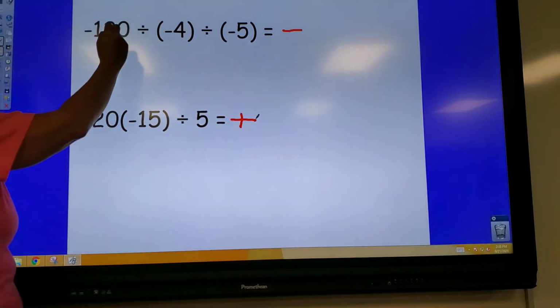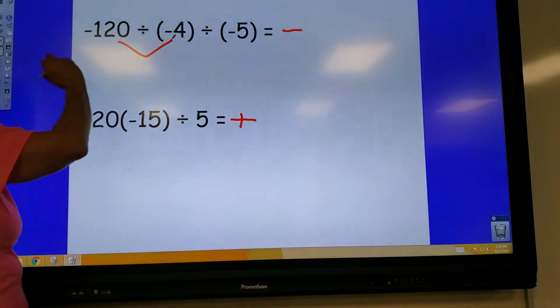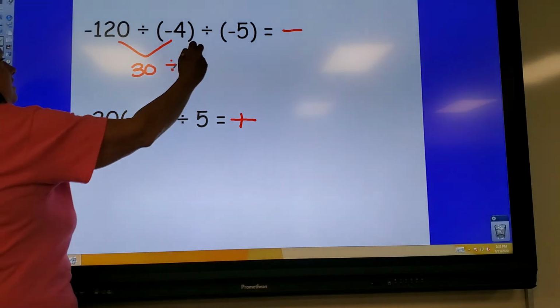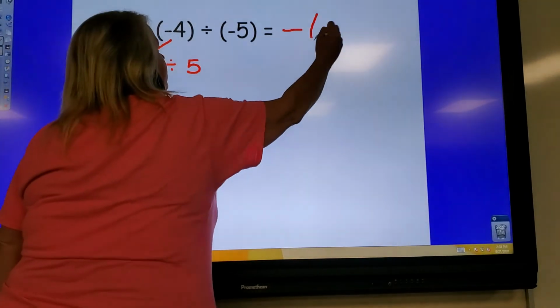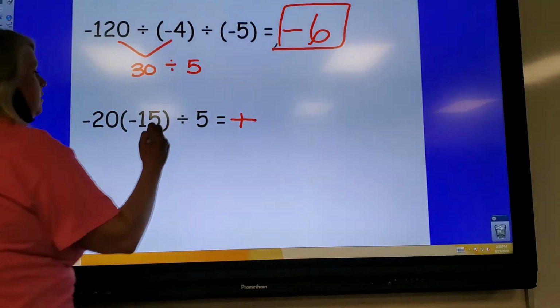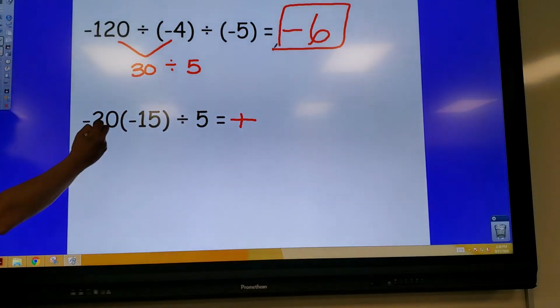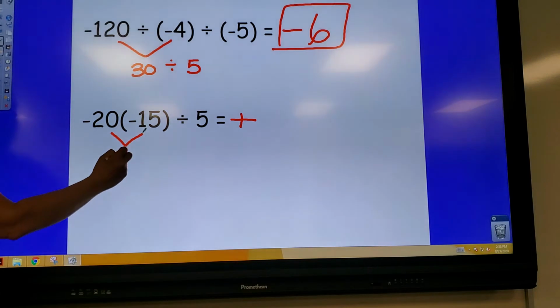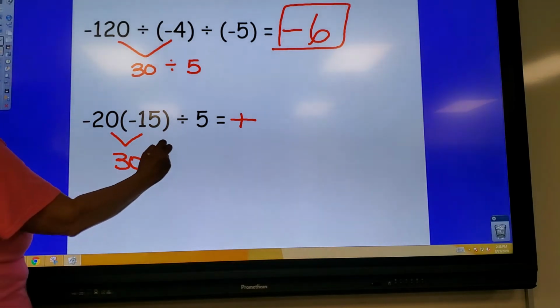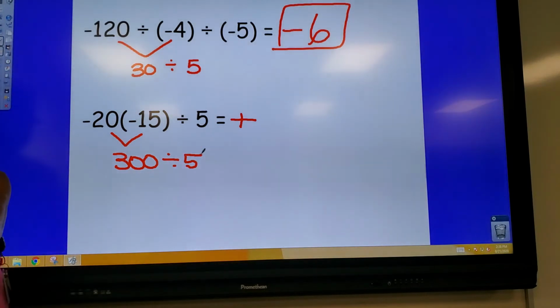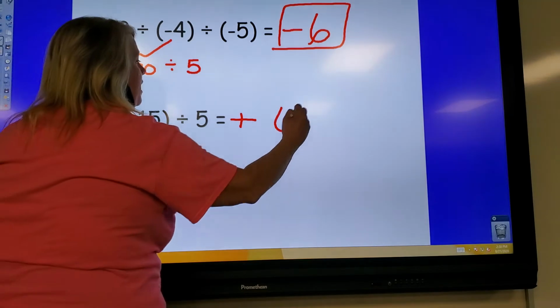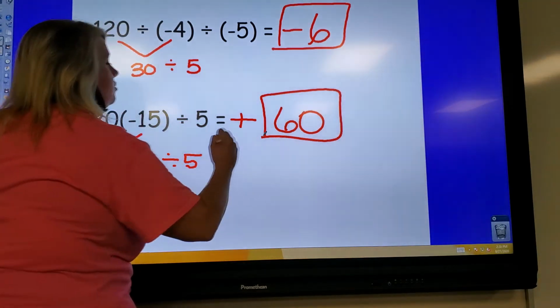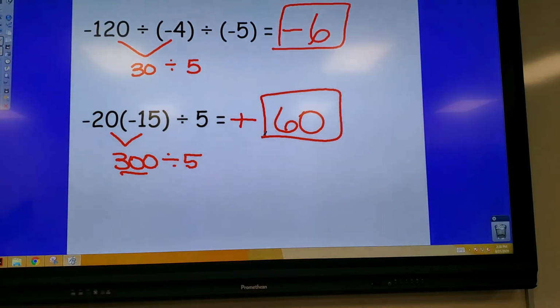So 120 divided by 4 is 30, and then 30 divided by 5 is, all right, so we have a negative 6. Down here, this one kind of has a combination of multiplying and dividing. 20 times 15 is 300, and 300 divided by 5, think about 30 divided by 5, is 60. So it'd be a positive 60. Again, don't include that positive sign on your Google form. We okay so far?